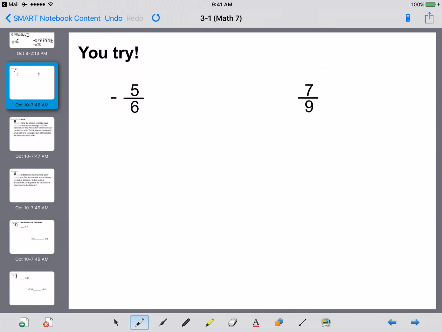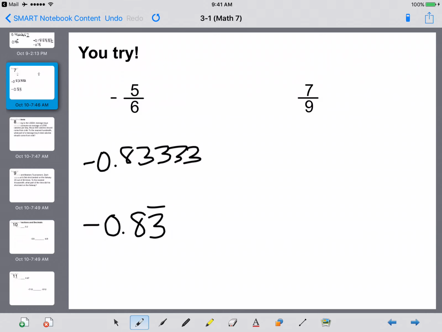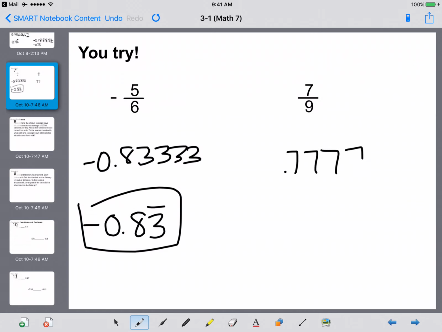Now you try these ones and check back with my answer. So we're going to have a negative. 5 divided by 6 is 0.83333 forever. So negative 0.83 with the bar over the 3 is what is representative of that. And 7/9, I know 9ths is just the number on top repeating forever, so it's going to look like that in my calculator. And I can just write that as 0.7 with the 7 repeating on forever.